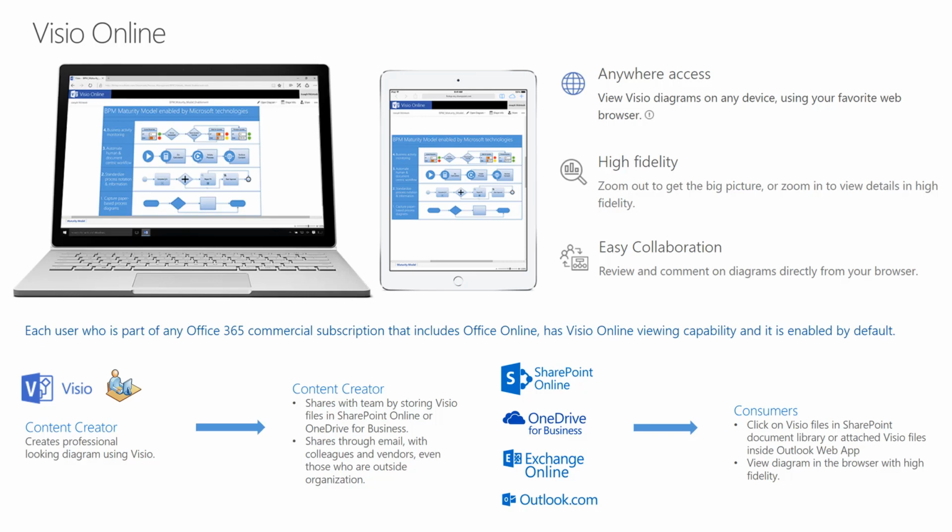with key stakeholders through multiple cloud storages, be it SharePoint Online or OneDrive for Business, or it could be Exchange Online when the diagram author has shared the diagram through an email attachment, or it is also available on Outlook.com. The consumers can view their diagrams in Visio Online without the need to install Visio.